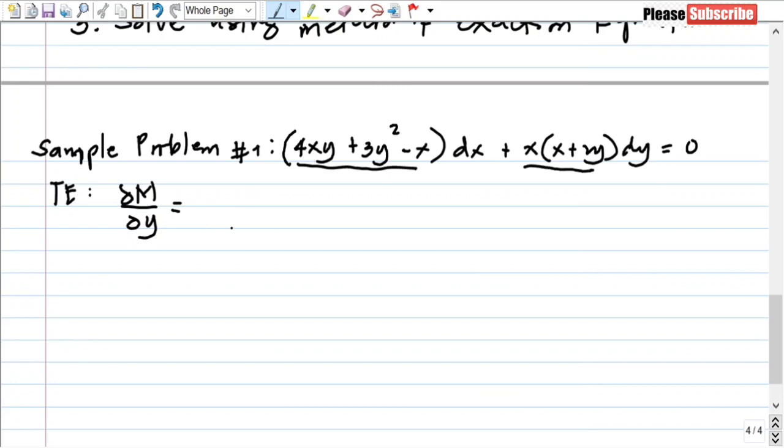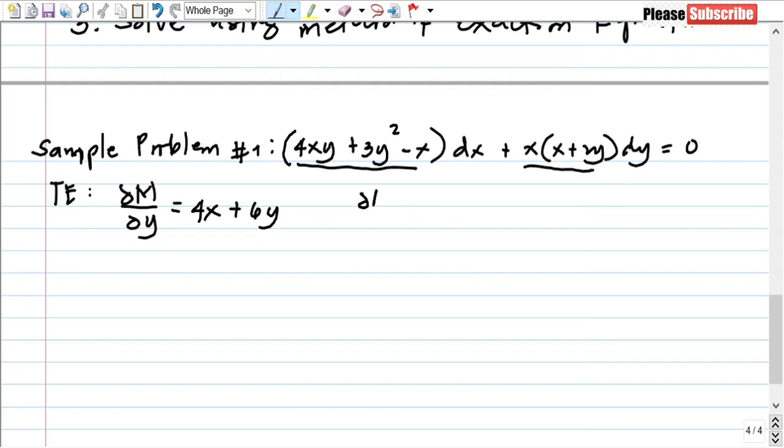So, sa M, partial derivative of M with respect to y, so, with respect to y lang, we consider it as constant yung x dito. So, we have 4x plus 6y. So, x naman yun, wala din, 0 na yun.